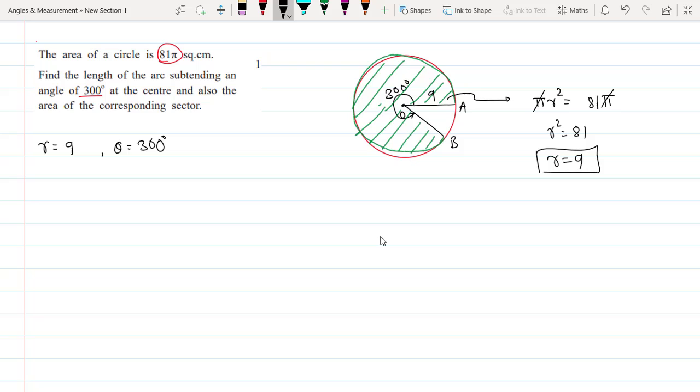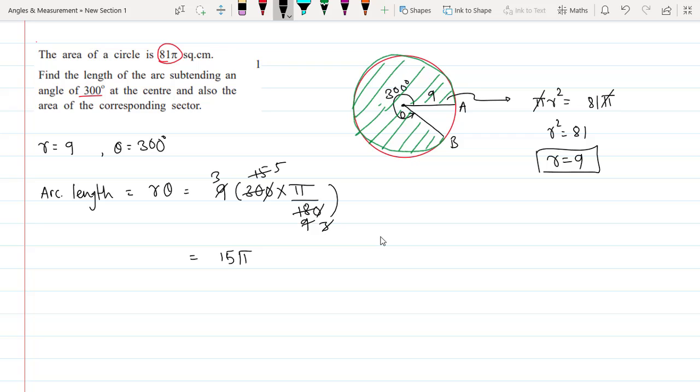Okay, find out the arc length. So arc length is equal to r into theta, which is nothing but 9 into 300 into pi by 180. Okay, so this will go by 15 and this will go by 9. Three fives are fifteen and three nines are nine. So this will be, and this 3 cancels this by 3. So I will be having 3 into 5 is 15 pi.